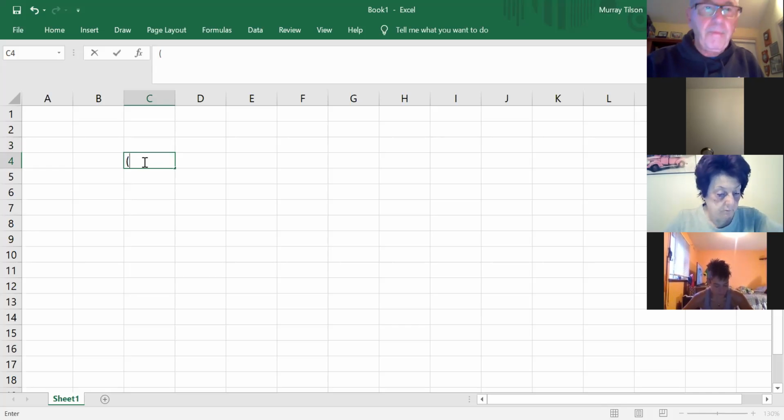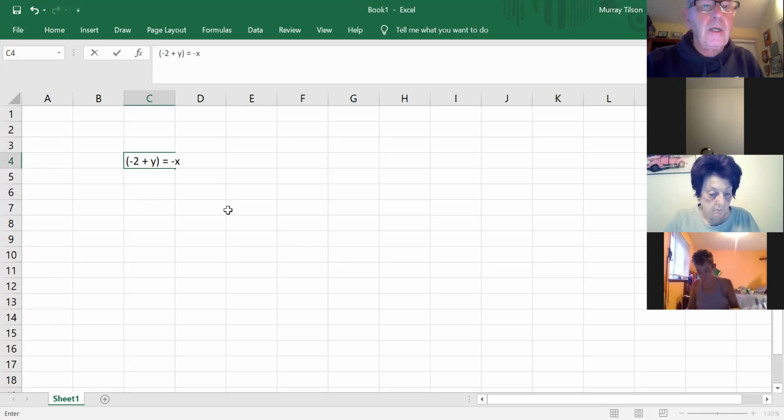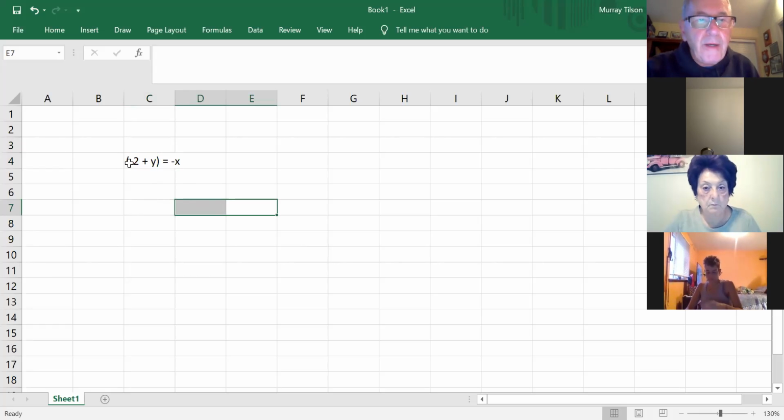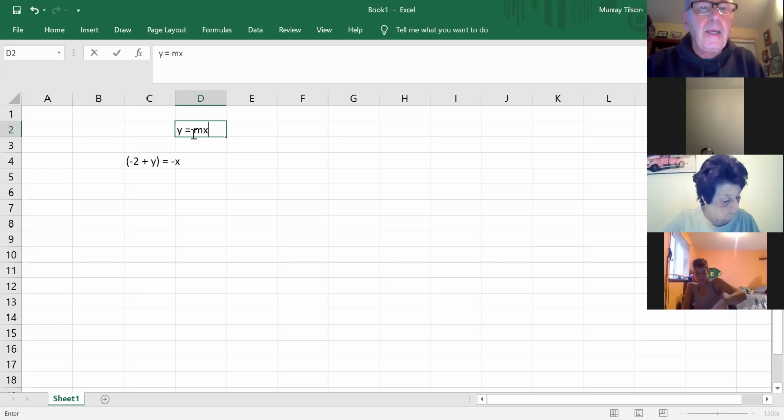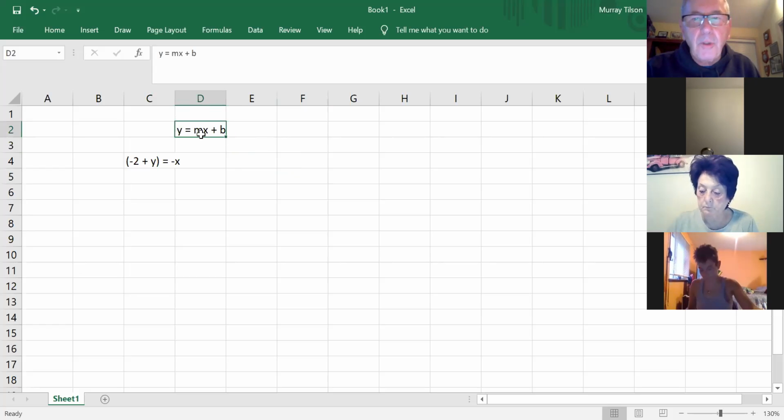Let me try something here. If I put minus 2 plus y, do it like this, is equal to minus x. Okay, so this was the original equation, right? Forget about the brackets. I'm just doing this to satisfy Excel. So I have to put it in this form: y is equal to mx plus b. That's the slope-intercept form. I have to change it.